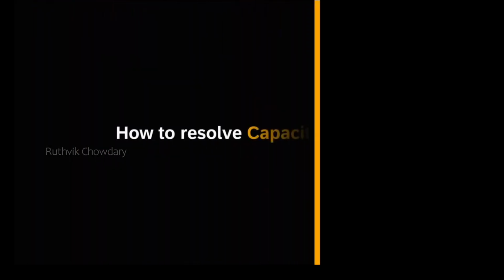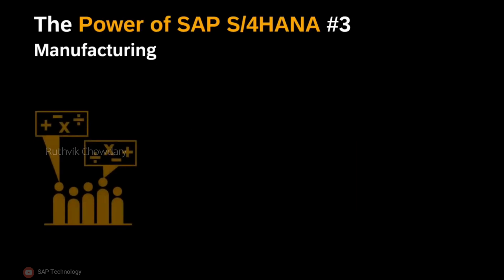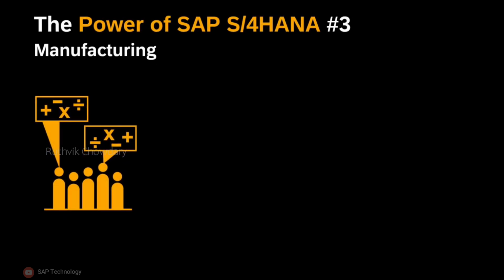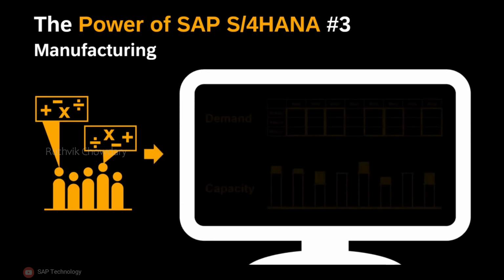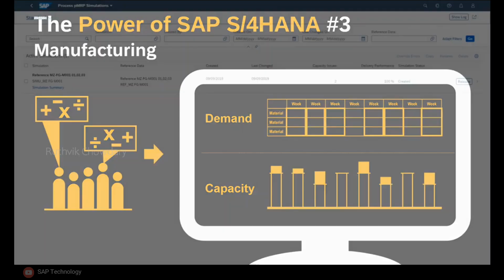Did you ever wonder how to resolve capacity issues? Traditionally, you would rely on heavy customization to create complex capacity formulas. With the new SAP S/4HANA Predictive Material and Resource Planning, also known as Predictive MRP, you can easily simulate capacity impacts and receive resolution proposals for potential conflicts.